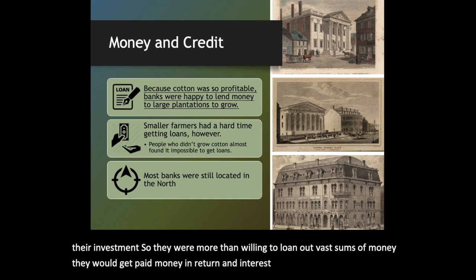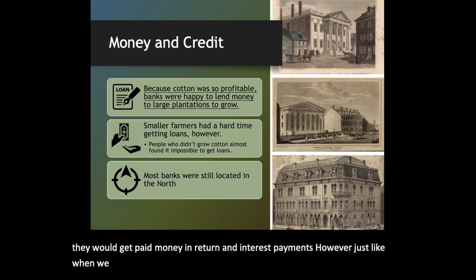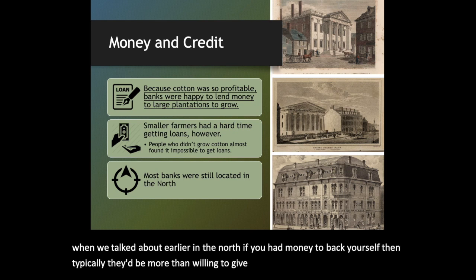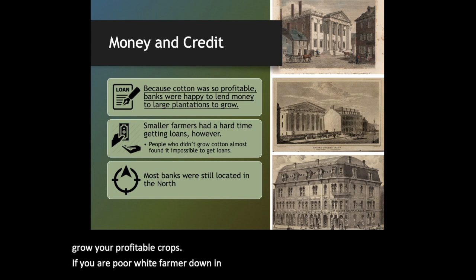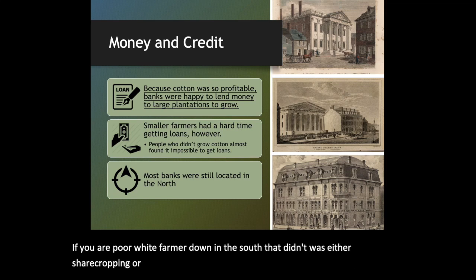However, just like when we talked about earlier in the North, if you had money to back yourself, then typically they'd be more than willing to give you the money in return to grow your profitable crops. If you were a poor white farmer down in the South that was either sharecropping or renting their land, or you had a small farm, typically they're not going to give you the big loans.